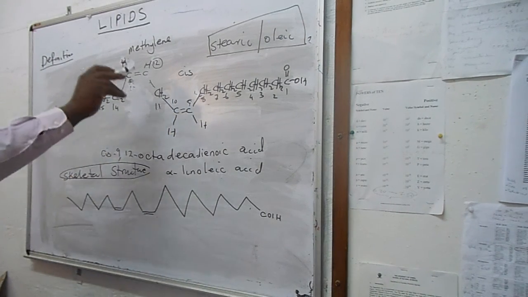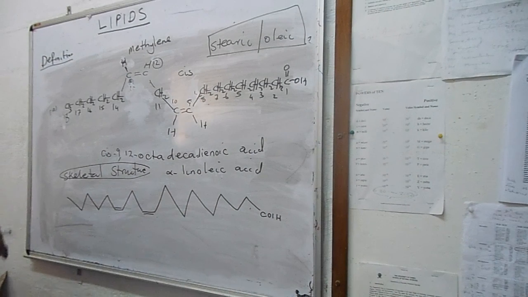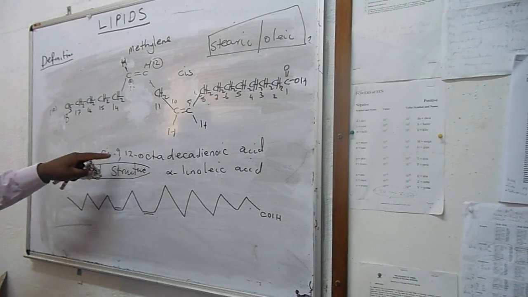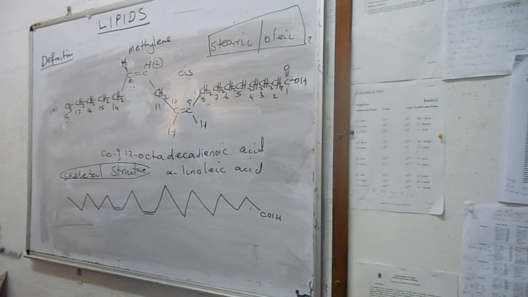This is a displayed formula. This is a skeletal structure formula of the same cis 9,12 octadecadienoic acid, or alpha-linoleic acid.